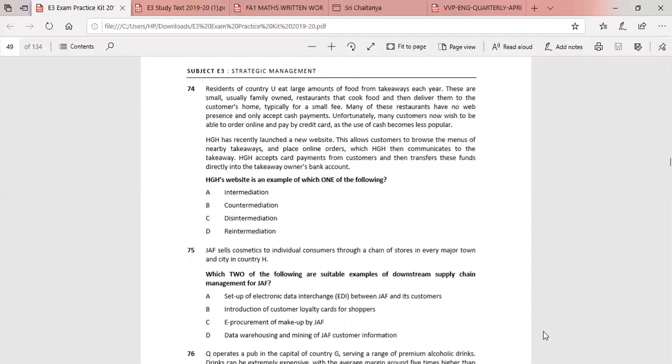Are they now middlemen? Earlier they were restaurants that cook food and then deliver them to the customer's home, typically for a small fee. So that part is now eliminated. So, re-intermediation.